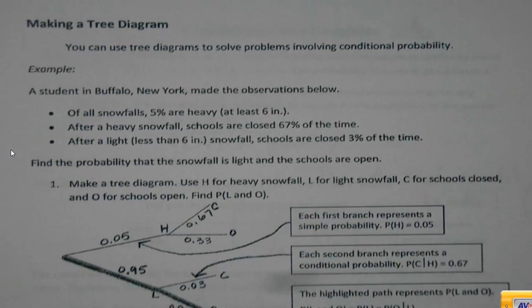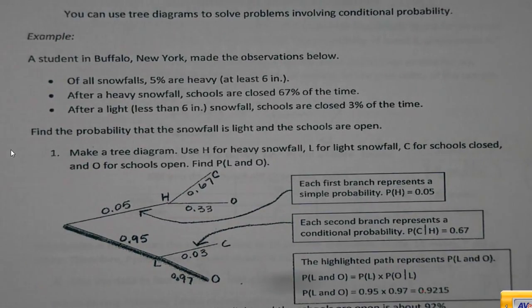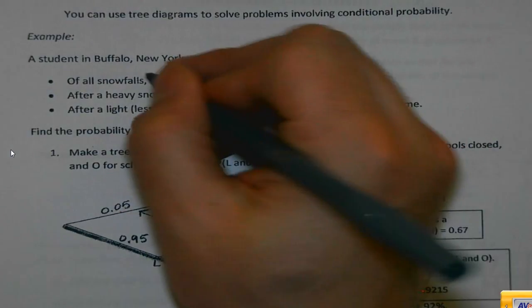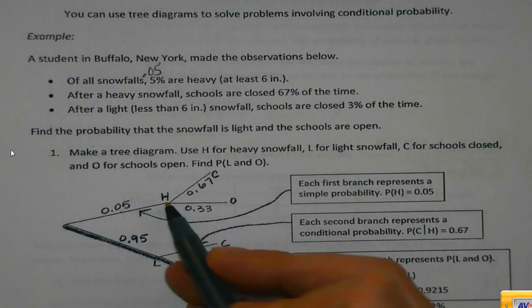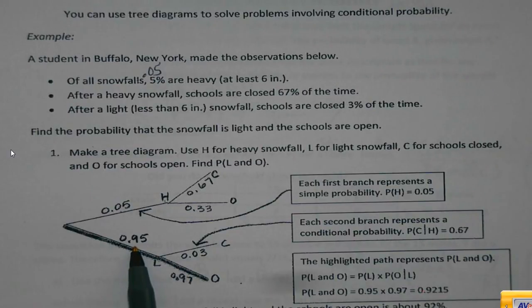So, let me push this up a little higher so we can see the diagram as we're doing it. A student in Buffalo, New York made the observations below. Of all snowfalls, 5% are heavy. You'll notice they changed the 5% into a decimal and labeled it with H for heavy. You could write out the word, that'd be fine too. Which then means the other 95% of the time, because these always have to add up to 1 or 100%, is going to be light.